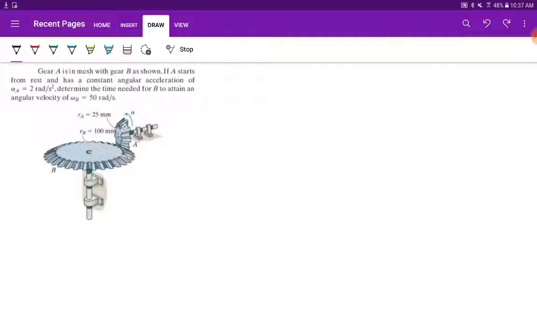All right. It says gear A is in mesh with gear B as shown. If A starts from rest and has a constant angular acceleration of 2 radians per second squared, determine the time needed for B to attain an angular velocity of 50 radians per second.